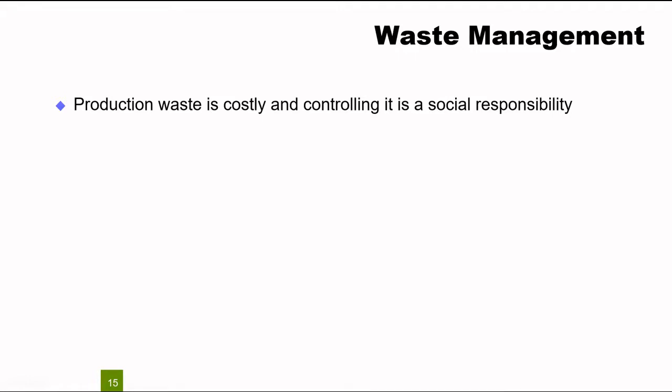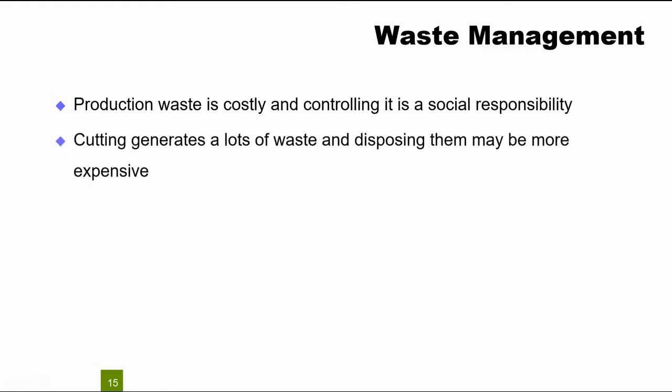Imagine we have paid a certain amount of money to buy the fabric. Now, when the fabric is cut, all those leftovers, we still paid a huge amount of money to buy the fabric. When you have the fabric waste in front of you, what do you do with it? Production waste is costly, and controlling it is a social responsibility. We can't be wasting, because the amount of resources available on Earth is limited, and therefore we have to keep the waste as little as possible. That is part of waste management. Cutting of the fabric generates a lot of waste, and disposing of it becomes more expensive.